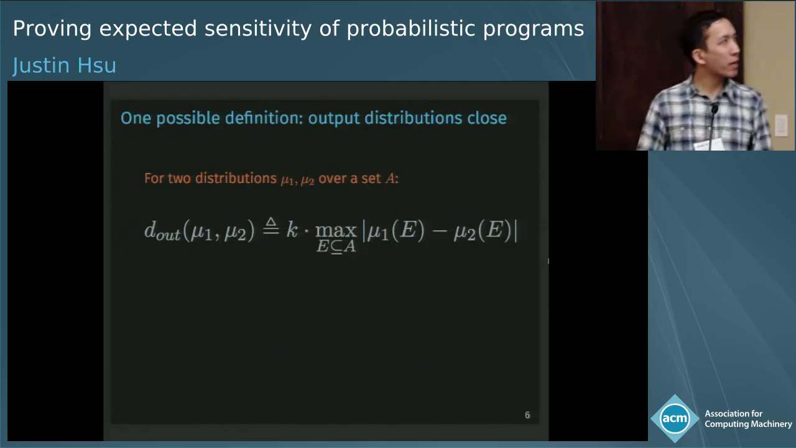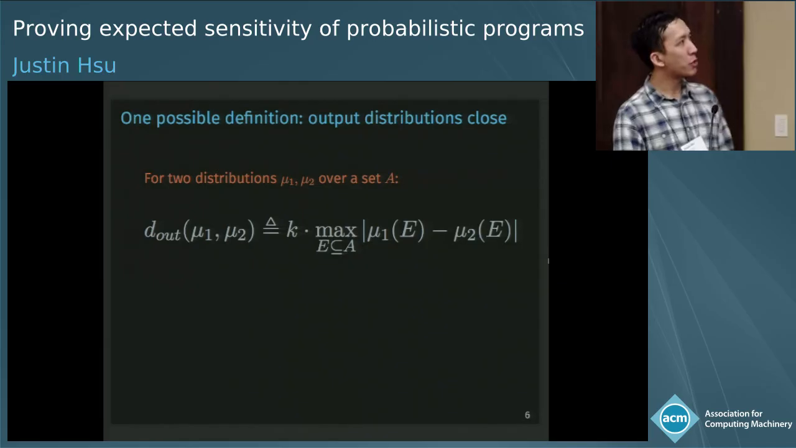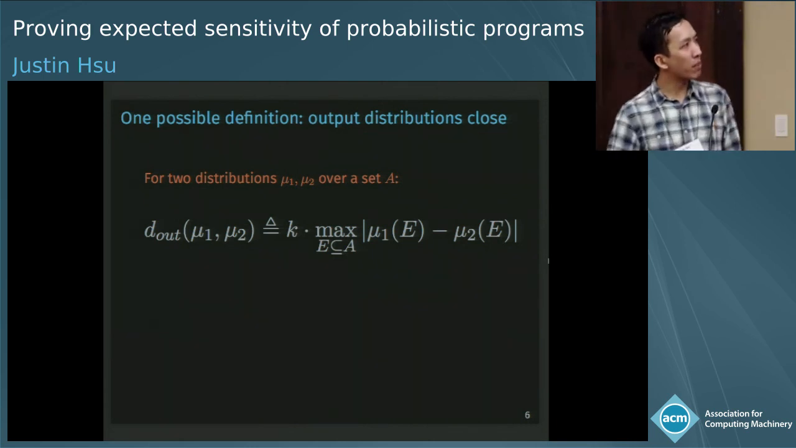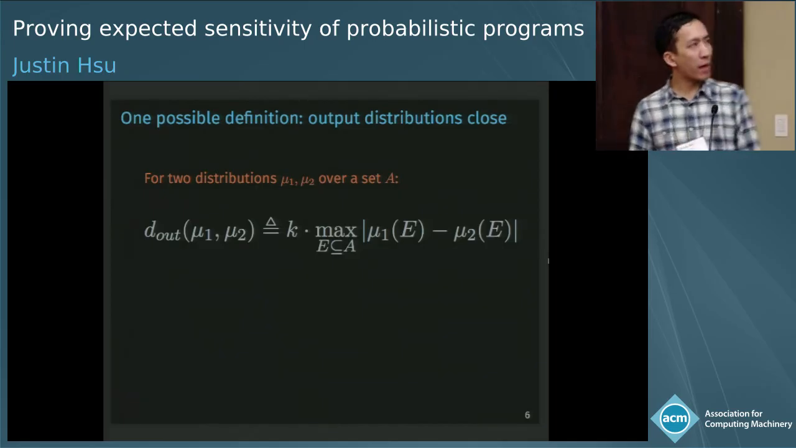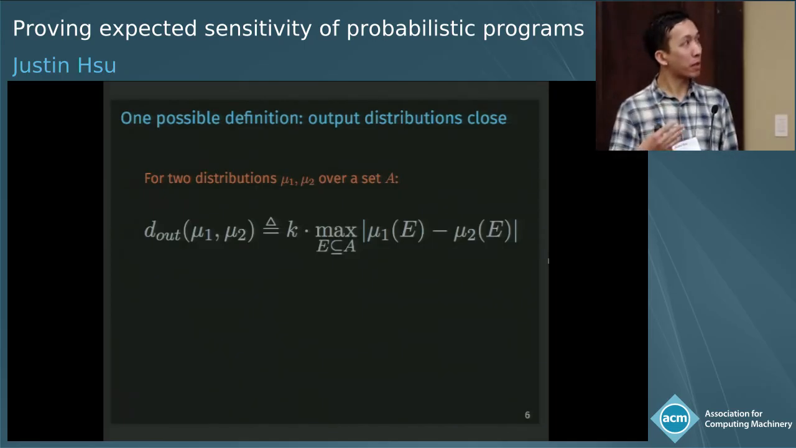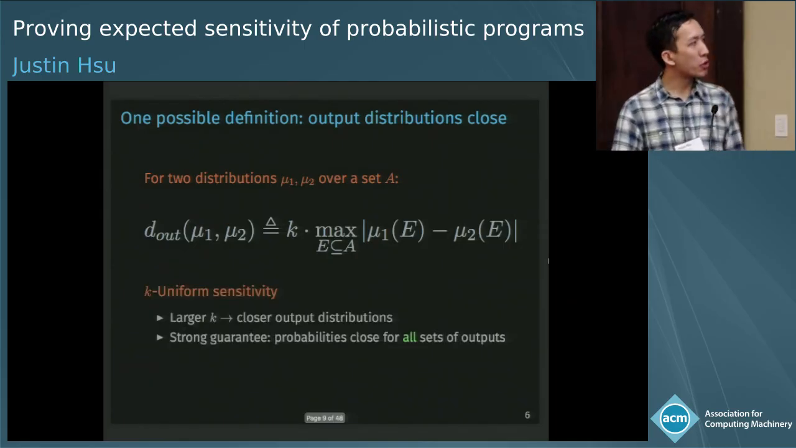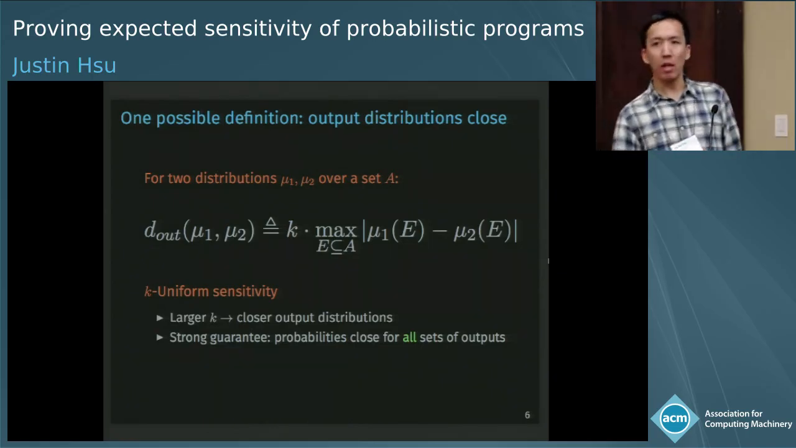So a bit more formally, we can define a distance on distributions. Say we have distributions mu1 and mu2 over set A. And I'm going to define the distance to be this quantity here. So it's going to be k times this maximum, where I take this maximum over all subsets of outputs. What this is saying is that for every event or every subset of possible outputs, I want to look at the difference of the probability of this event under the two distributions. And I want to take the biggest possible difference. So this is a uniform notion of distance on distributions. And it leads to a notion that I'll call k-uniform sensitivity.